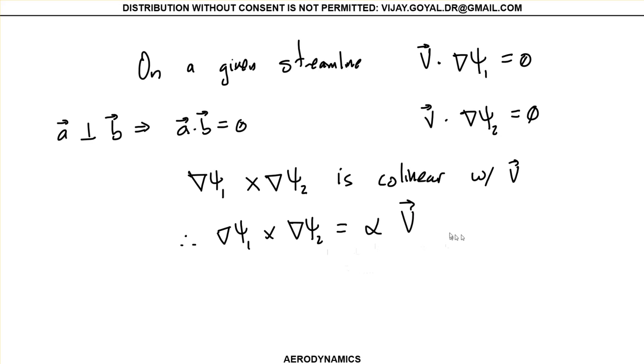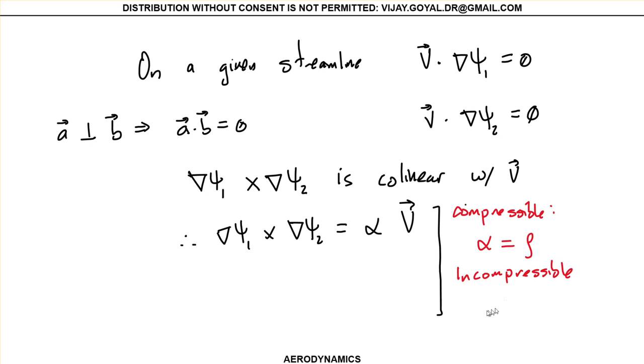Now, it's important to note that if the flow is compressible, alpha is equal to rho. If it's incompressible, alpha is equal to a constant. Typically, we take alpha equal to 1. That's the common value that we actually use for that.